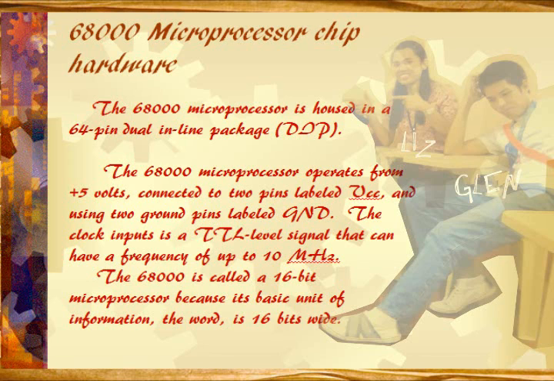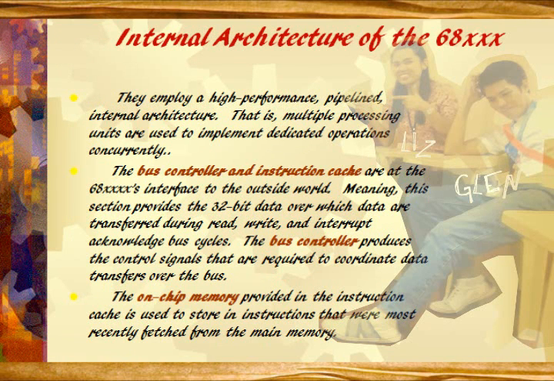The 68000 microprocessor operates from 5 volts, connected to 2 pins labeled VCC and using 2 ground pins labeled GND. The clock input is a TTL level signal that can have a frequency of up to 10 MHz. The internal architecture of the 68XXXX employs a high-performance pipelined internal architecture.